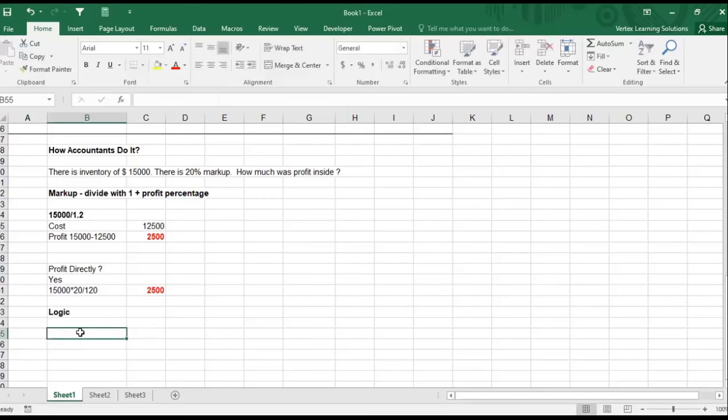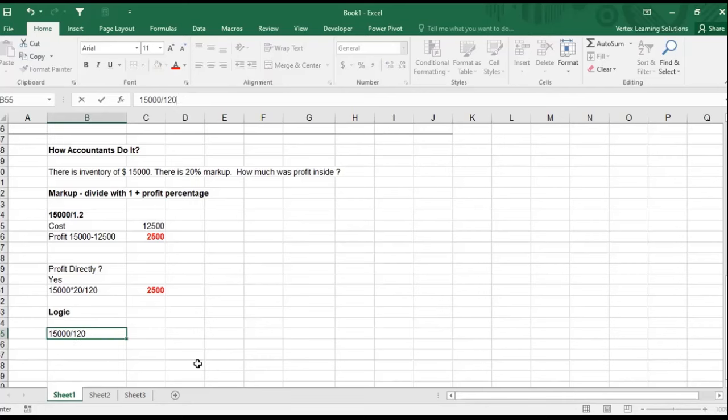So what I do here, I said 15,000 is a bigger number. It includes my profit, my cost, which is 100%, plus it includes 20% of profit. So actually this 15,000, I divided into 120 parts, and then I multiply with 20 because profit is only 20. So you divide it with 120% and multiply it with just 20%.